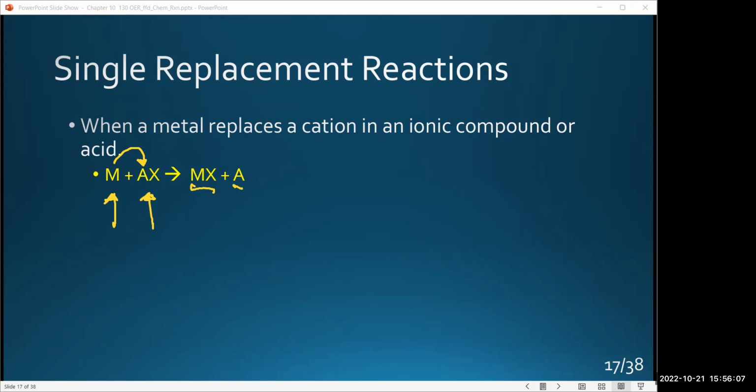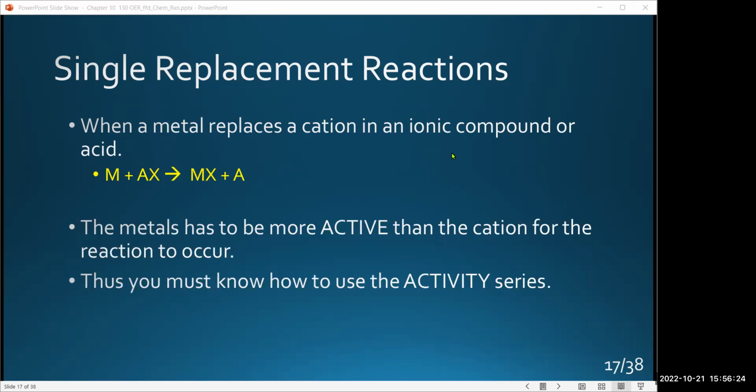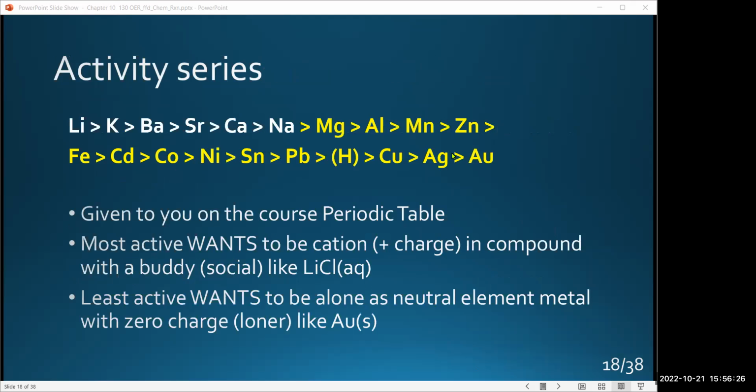And the driving force is this: the most reactive metal is going to want to be in ionic form. And we determine the most reactive metal by using the activity series. So we need to know that, and this is what the activity series is. It's on the periodic table, and it summarizes this.